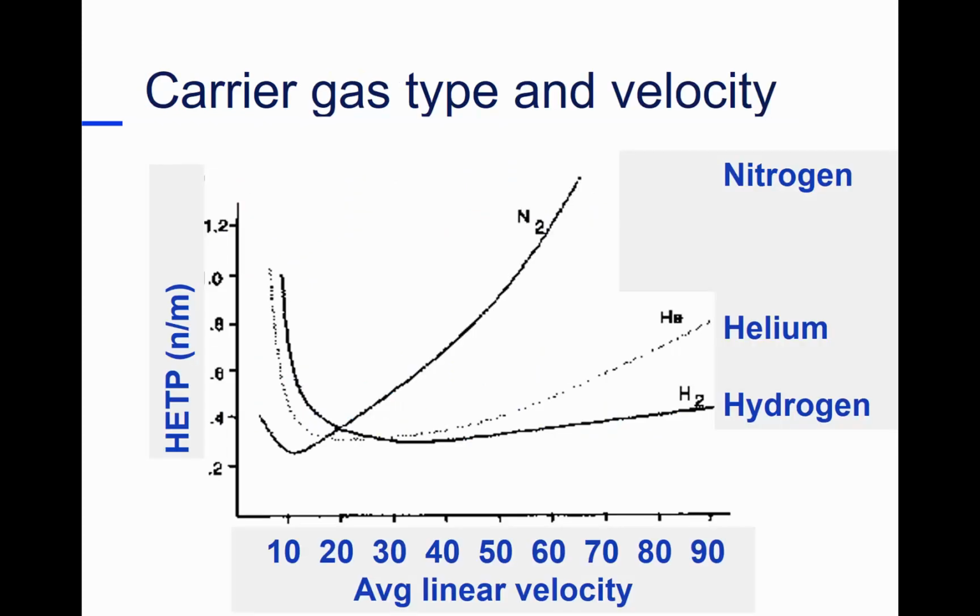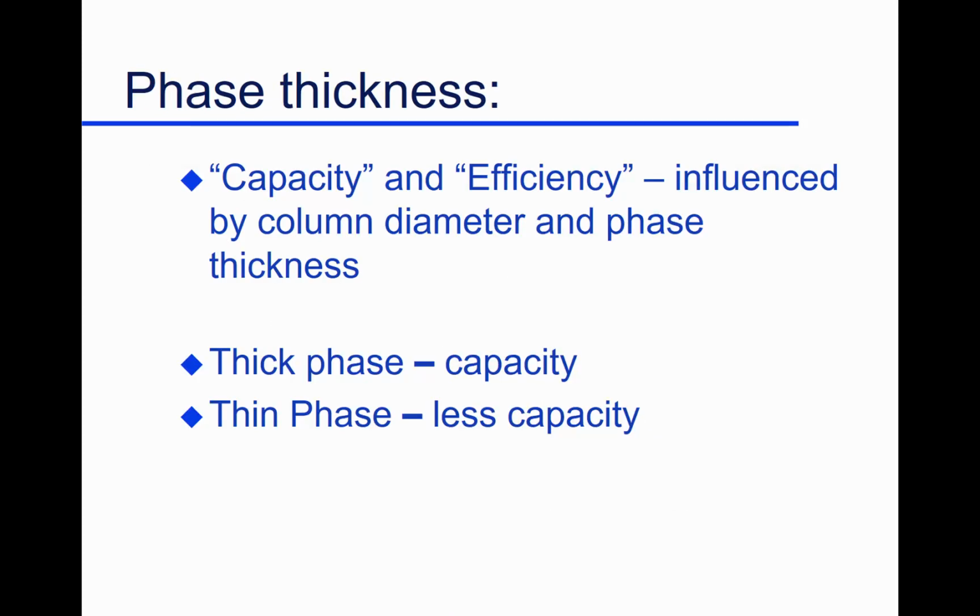Going on, so okay, some of the parameters we were interested in. We're interested in the diameter of the column. We're interested in our mobile phase. Another one is, okay, that column has a coating on the inside. That's our stationary phase, the coating on the inside of that column. And so how thick should that be? Should it be a thick coating or should it be a thin coating?